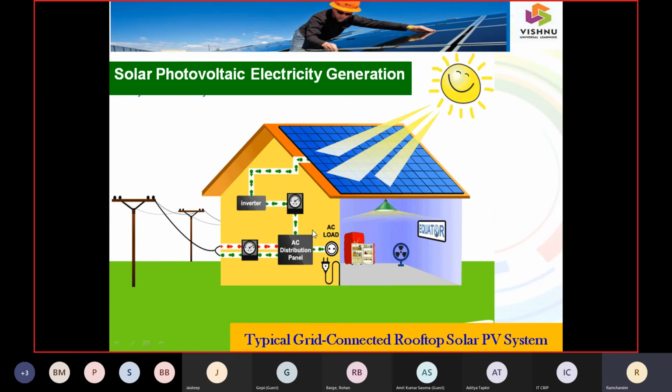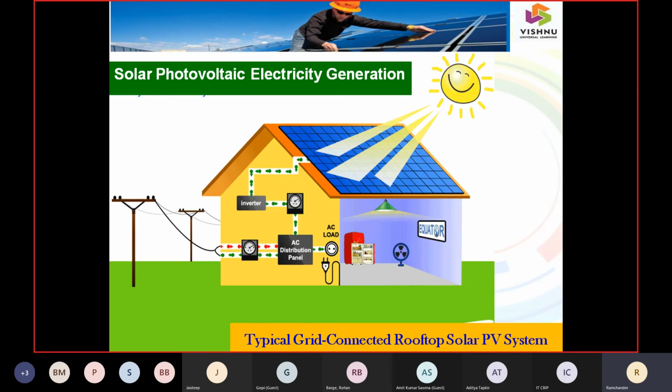Before the solar system, in front of your house you will have the electric pole. From the electric pole, the service wire goes up to the meter, then the AC distribution board, where you distribute the load to bedroom 1, bedroom 2, hall, kitchen, like that. In this slide, you can observe the solar system installed on your rooftop, converting DC to AC, then connected to the same AC distribution panel. This is called a typical grid connected rooftop solar PV system.